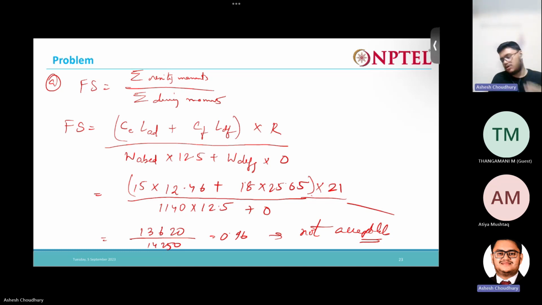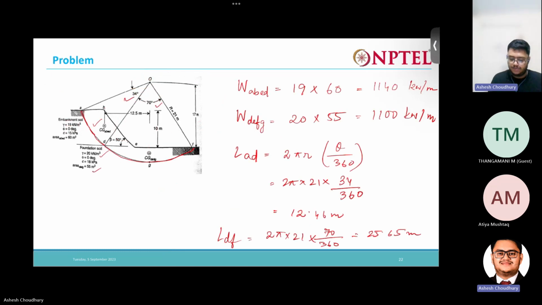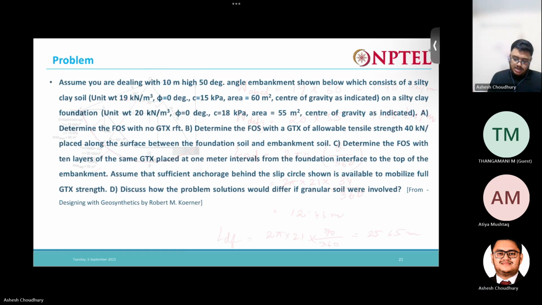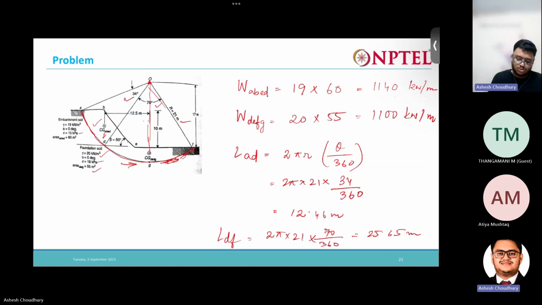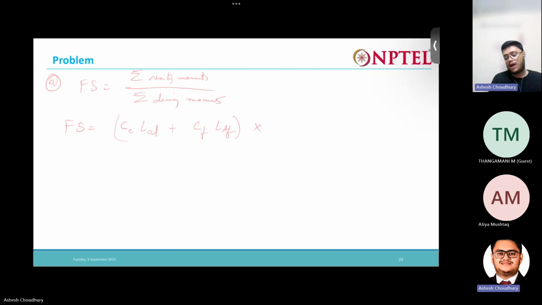Now what was the case first? What was the question for B? Determine the factor of safety with a single geotextile. Okay, so one geotextile is placed like this, here. One layer of geotextile is placed. In that case, let us see how much the factor of safety will increase.